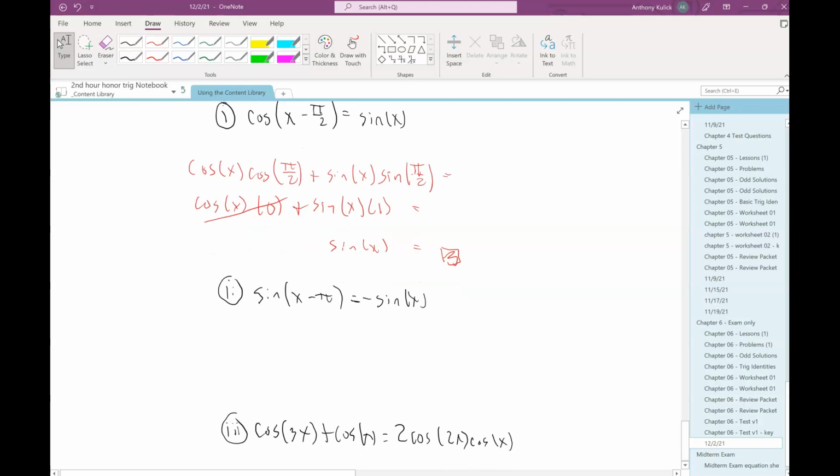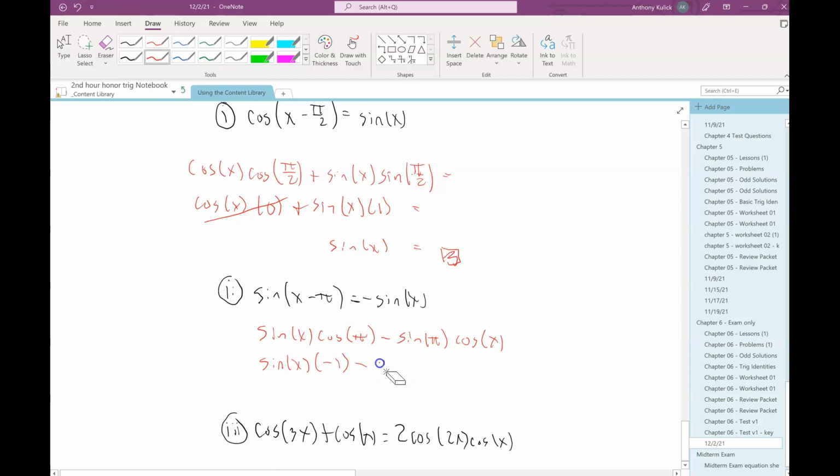Same idea here. So this is an angle difference for sine. So I have sine of x times cosine of pi minus sine of pi times cosine of x. So cosine of pi, again, pi is a unit circle angle, so I can look up cosine of pi in the unit circle, that's -1.